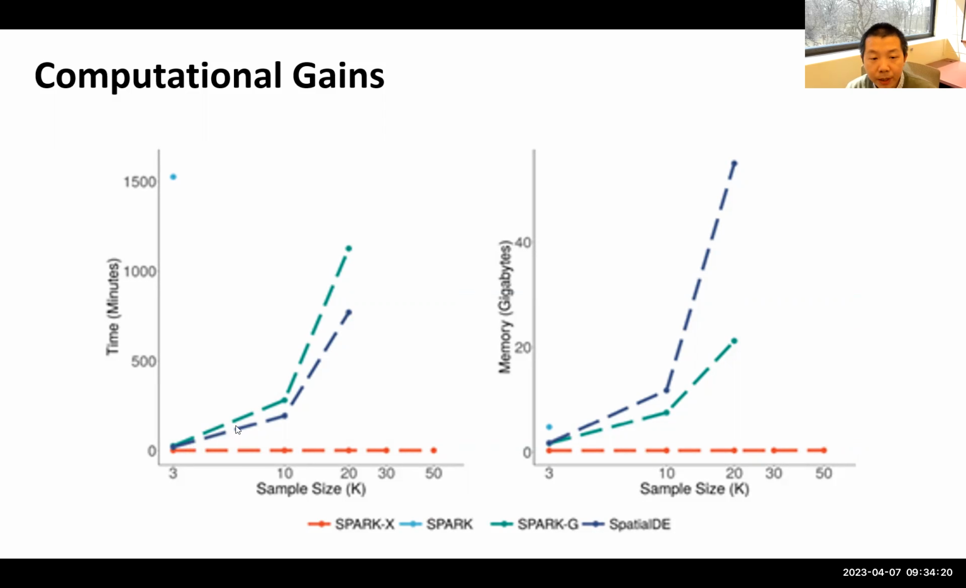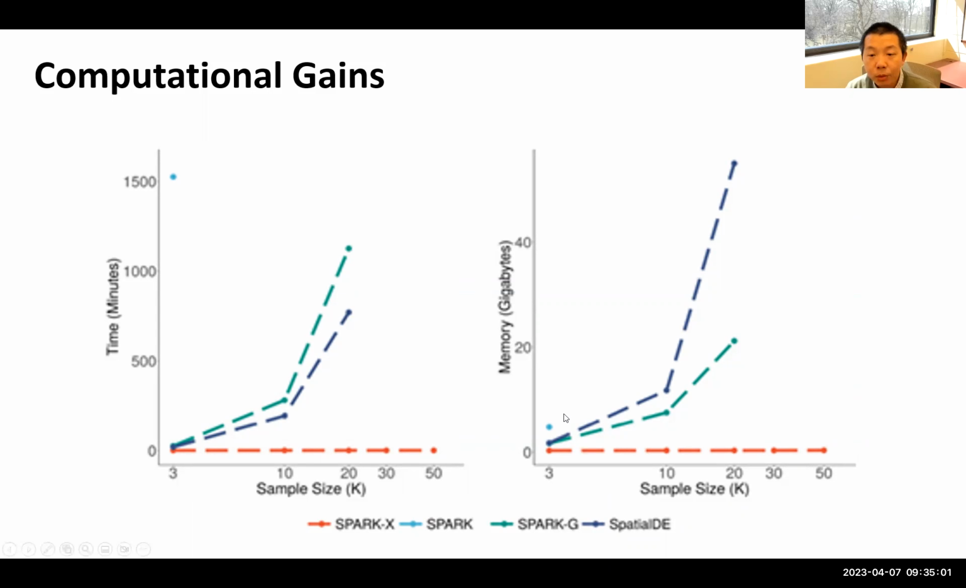And the Gaussian version of SPARK, which is the green line, works pretty well. And SpatialDE also works fine. But they both show the cubic increase. So therefore, they can scale to about 20,000-ish. But once beyond that, it's going to become very, very slow. However, for SPARK-X, you can see that it's a linear increase pattern. So on this plot, you don't even see much difference when you analyze 3,000 versus 50,000. It just takes less than a minute to analyze even a very large sample. And in terms of memory, you see the same pattern. So SPARK-X is extremely computationally efficient.